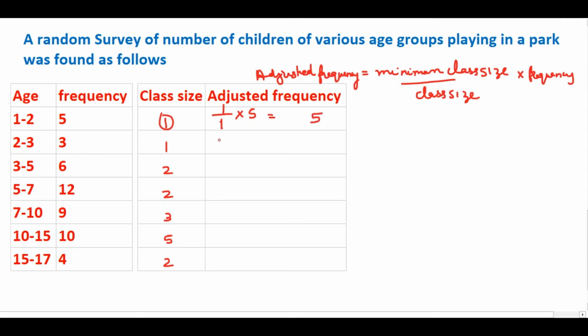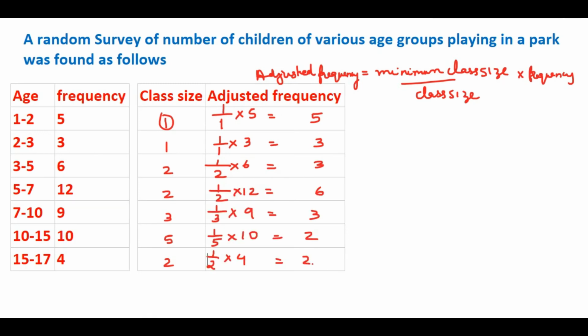Again, minimum class size divided by class size into frequency. So 1 divided by 1 into 3 is 3. The minimum class size is 1, and the class size of this interval is 2, so 1 divided by 2 into 6 is again 3. In the same way we can continue. So we got the adjusted frequency.